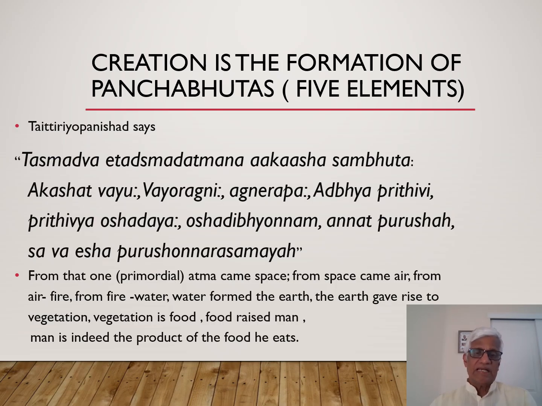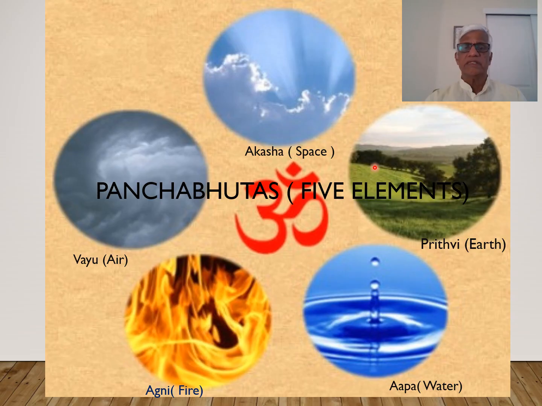In English, when translated, we say air, space, air, fire, water, and earth. These are called the Panchabhutas. Here we see the representation of the five elements: Akasha, Vayu, Agni, Jala or water, and Prithvi.